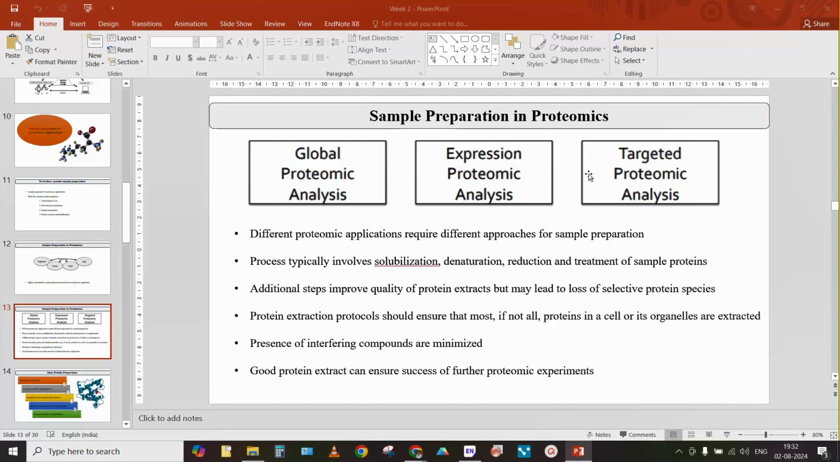Protein extraction protocols need to ensure that most, if not all, the proteins in a cell or organelle are extracted, and that the presence of interfering components or compounds is minimized. If you have optimized a very good protein extraction procedure, that should ensure a very wide proteome coverage, and that is ultimately going to determine the success of your proteomic experiment.